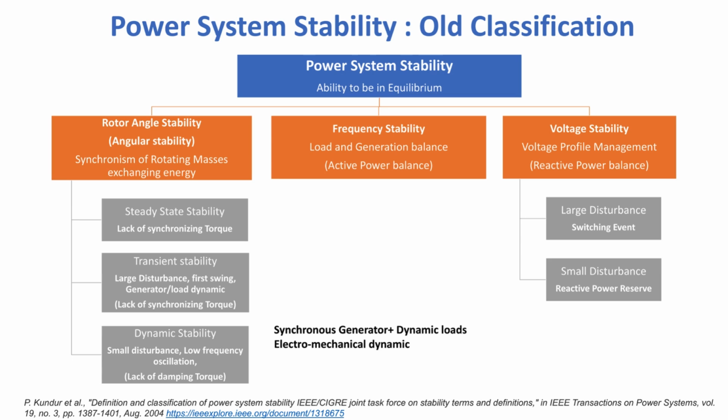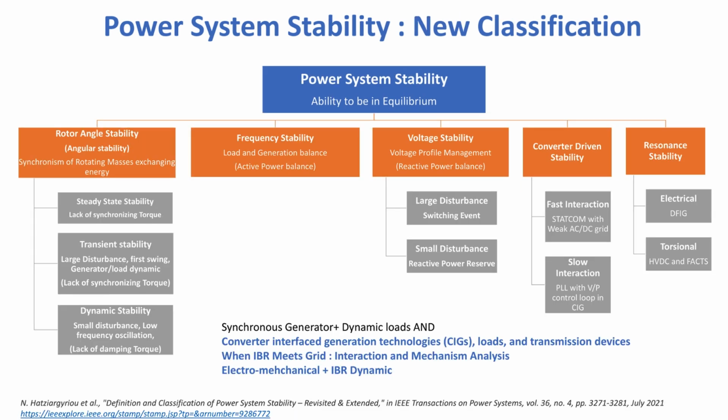But the grid isn't just traditional anymore, right? We have all this new tech coming online. Renewables, batteries. Exactly. Which leads us to the new classification shown on the next slide. Right. And this one keeps rotor angle, frequency, and voltage stability, but adds two new categories: converter-driven stability and resonance stability. And it specifically mentions the system now includes synchronous generators plus dynamic loads and converter interface generation technologies, CIGs, loads, and transmission devices. This sounds like it's explicitly bringing in the power electronics.